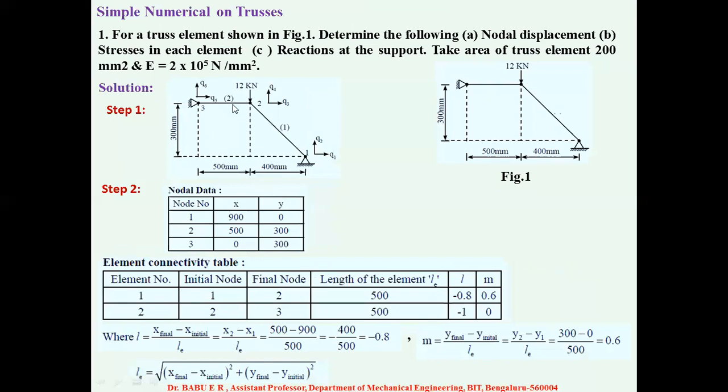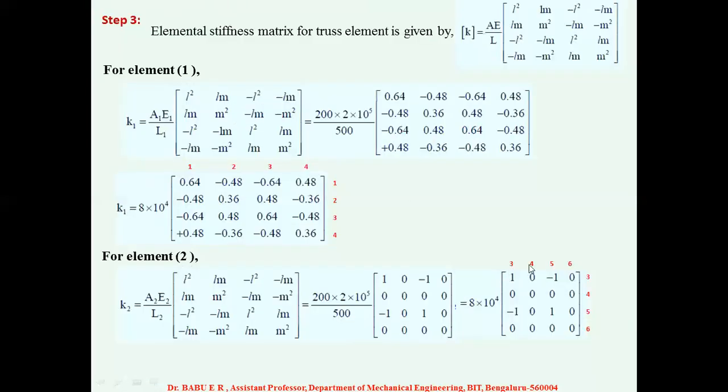So go to element 2. For element 2, the initial node is 2, the final node is 3. So we have to represent it as 3, 4, 5, 6. So 3, 4, 5, 6, 3, 4, 5, 6. So this is the way of finding the stiffness matrix for individual elements.